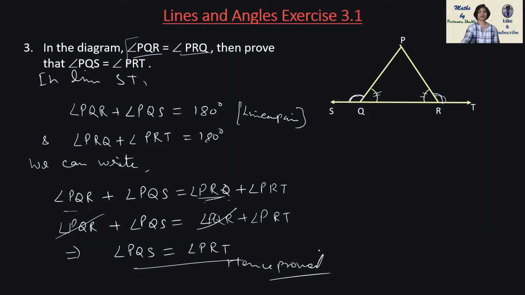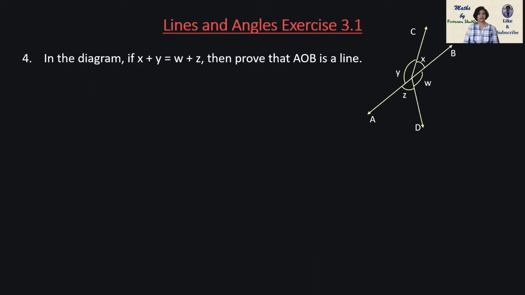We have proved this. In next question, in the diagram, if x plus y equals w plus z, then prove that AOB is a straight line. So here the W, X, Y, Z, these are the angles and these are forming all together a complete angle. So we can write x plus y plus w plus z equals 360 degree. We can write complete angle.